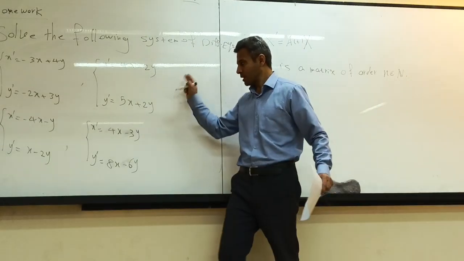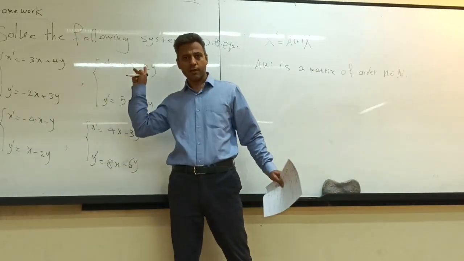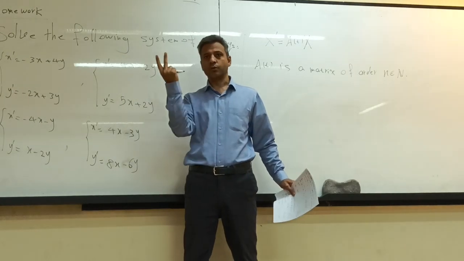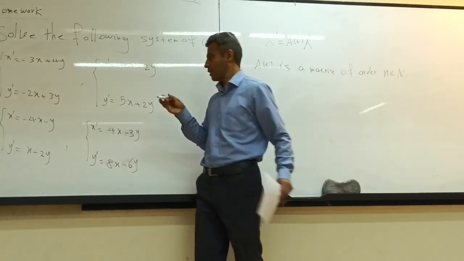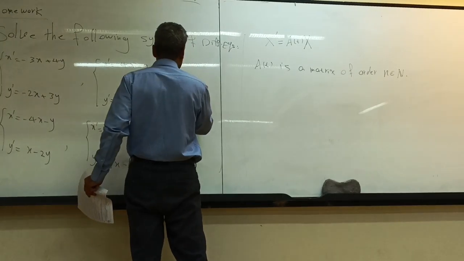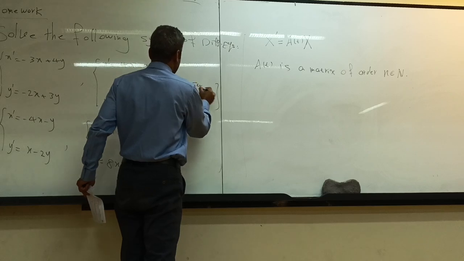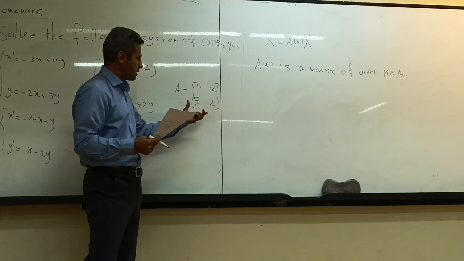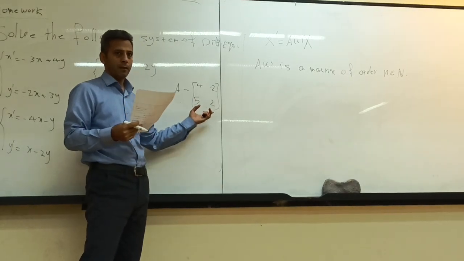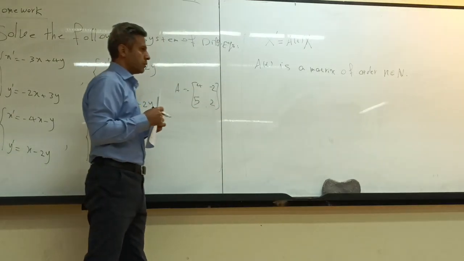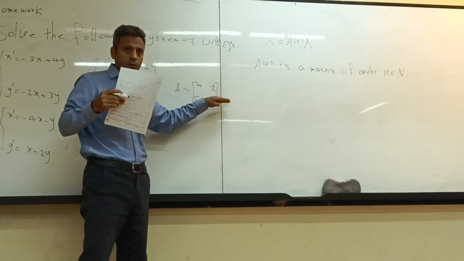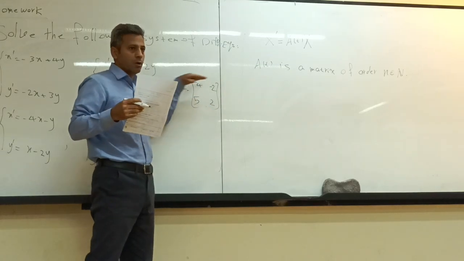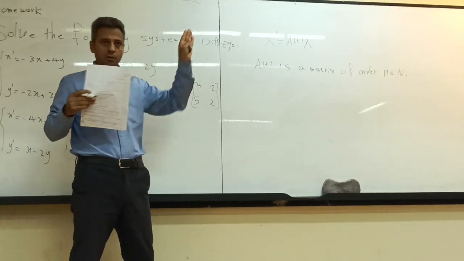For this example, n is 2. Two solutions. A is 4, minus 2, 5. This matrix is of order 2: 2 rows, 2 columns.